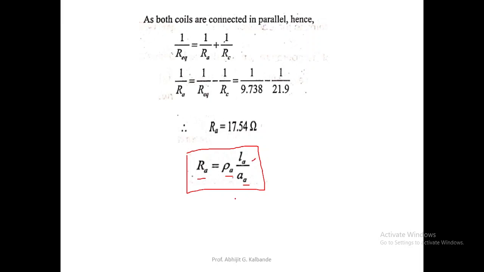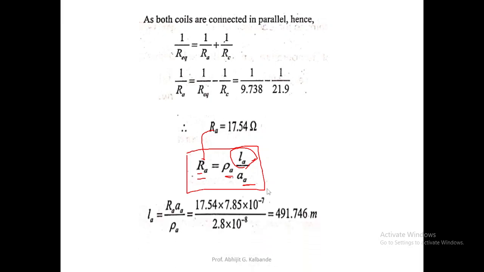Now, as per this formula, there are four quantities. Among those four quantities, we know the resistance, which we already found. We know the resistivity, which is given. We know the area, which we also found. Now the remaining thing is L_A, that is what we have to find out.